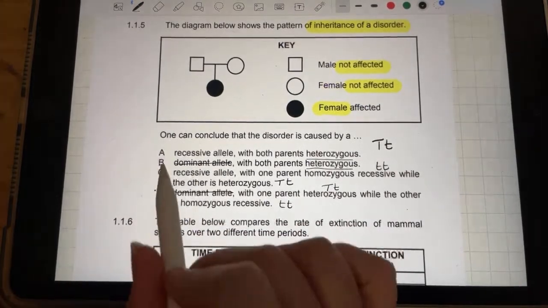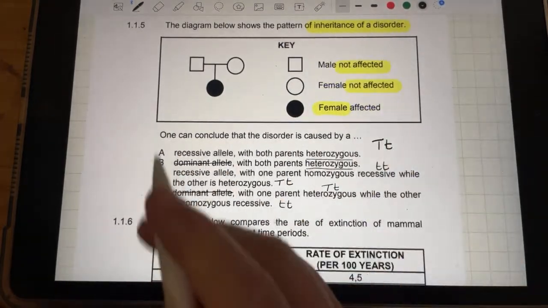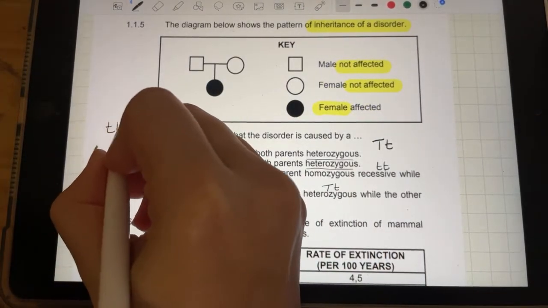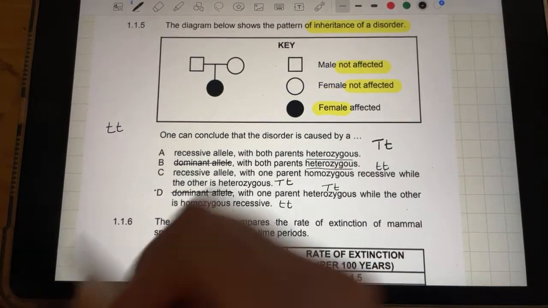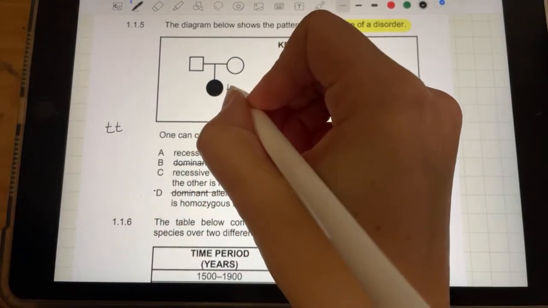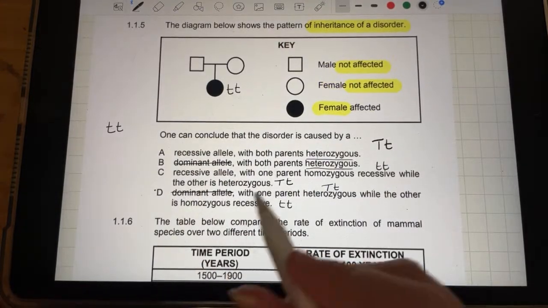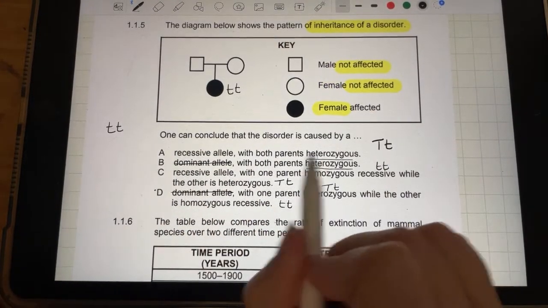Those are not our options. We're going to focus on the other two, A and C. I do believe this is a recessive disorder, which means in order to have it, you need to have two small letters. So I'm going to confidently say that this girl is two small t's. Now I'm going to have a look at my two options.